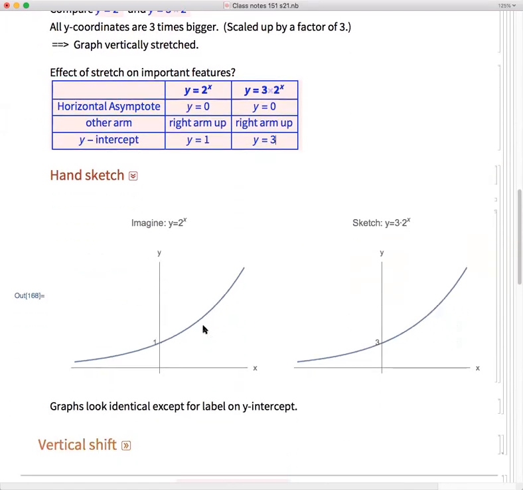Okay, so here are the sketches. Again, this is the mental image that you want right away for 2 to the x. And then when you multiply by 3, essentially the only thing that's going to change is the scaling on the y-axis. And so this intercept now just gets labeled with 3. The graphs, in fact, looked identical except for the labeling of the y-axis. Horizontal asymptote on the left, right arm up, tick mark at 3.